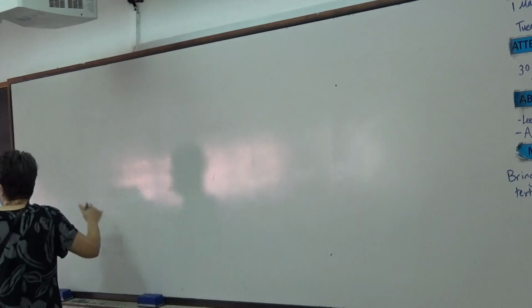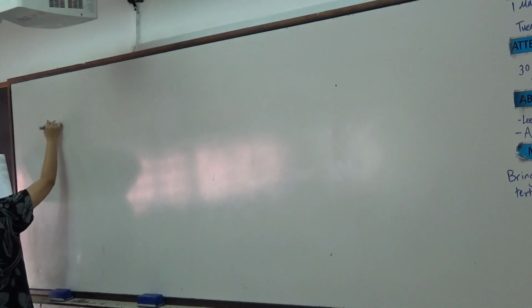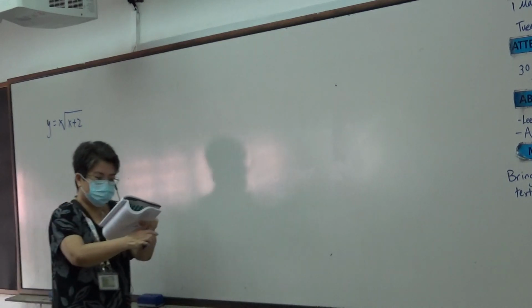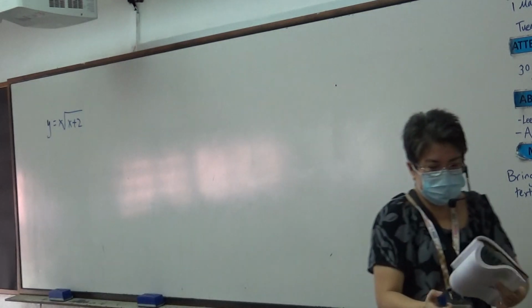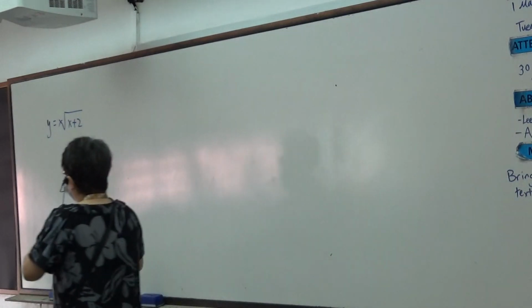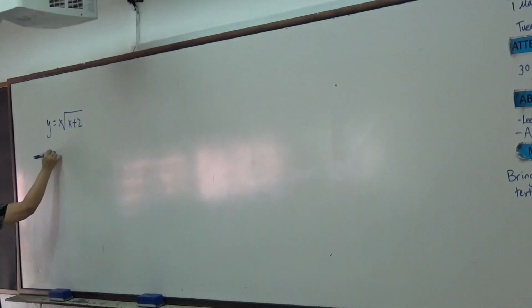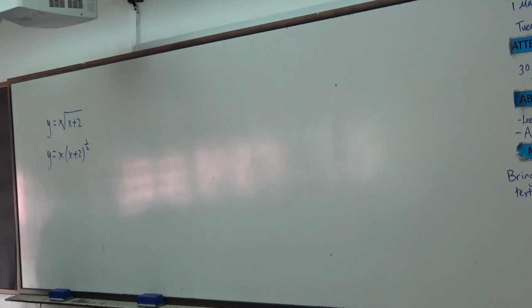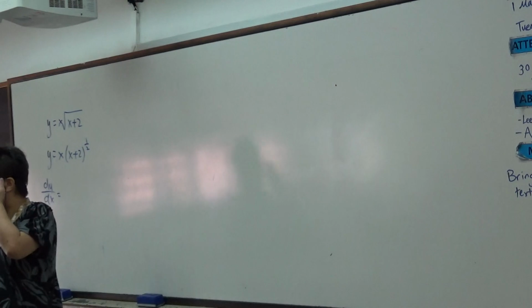Given that y is equal to x bracket, square root x plus 2, find dy/dx. Now this is again, we have to rewrite this. Remember? Okay? So dy/dx, I have to use the product rule, right?